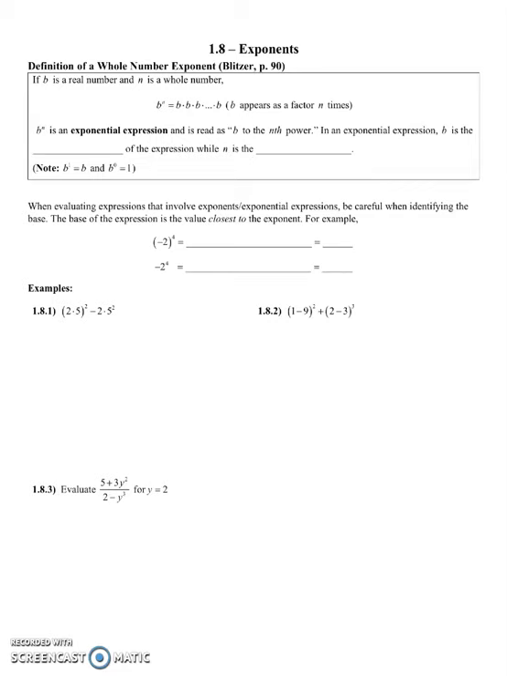So b with that little n superscript is what we call an exponential expression and is read as b to the nth power, or sometimes we just say b to the n. In an exponential expression, b is what we call the base of the expression, and n is the exponent. Or sometimes we call it the power, but exponent is better.